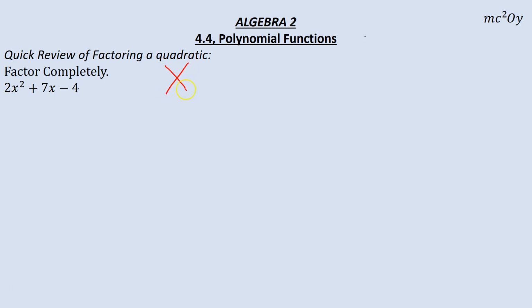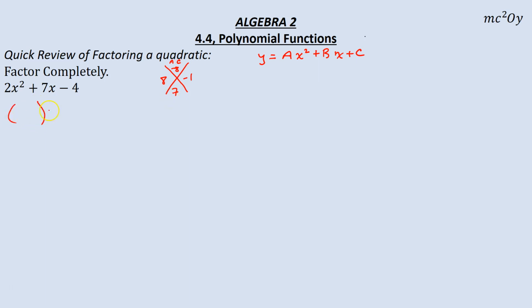I like to use just this little method here. I'm going to multiply a times c, my a term times my c term. Remember, this is in the form of ax squared plus bx plus c. I'm assuming that we're all good on the quadratics there. Our first term is 2, so a times c, our last term, 2 times negative 4 gives me negative 8. I want two things to multiply to make negative 8 and add to 7. In this case, those two things would be 8 and negative 1. 8 times negative 1 makes negative 8, add to 7.